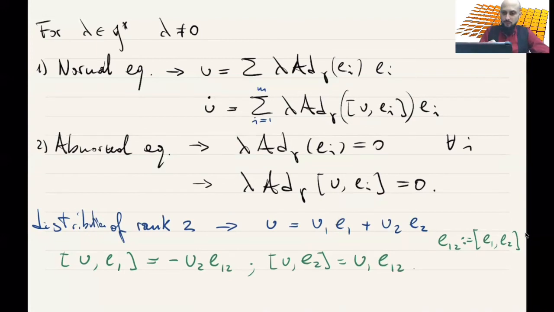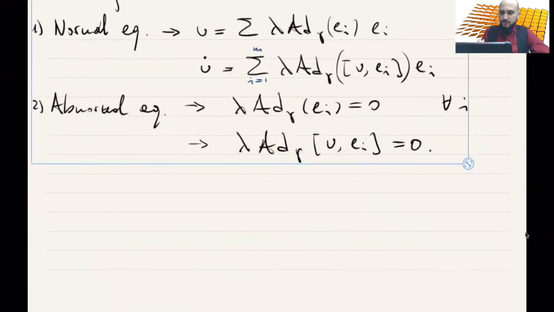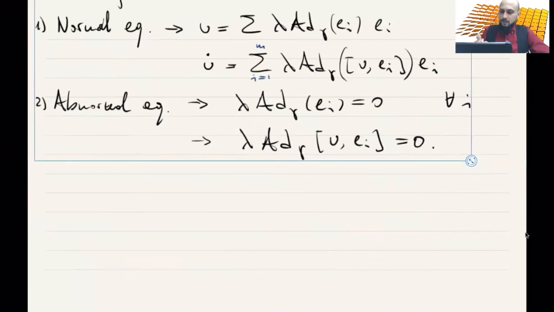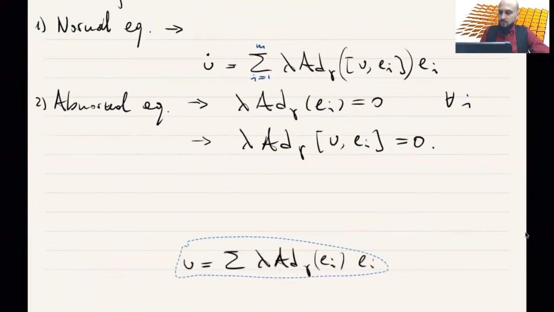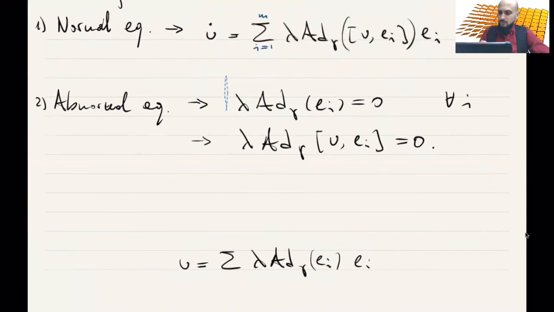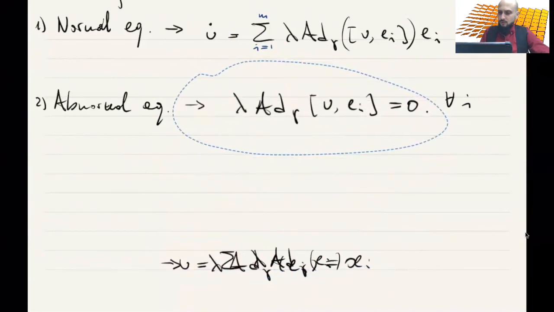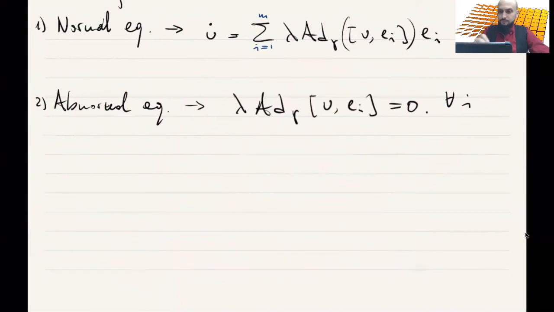Okay, so now let's copy our normal and abnormal equations and let's see how we simplify in this case. Okay, these are the normal and abnormal equations derived. We did the derivative of them.